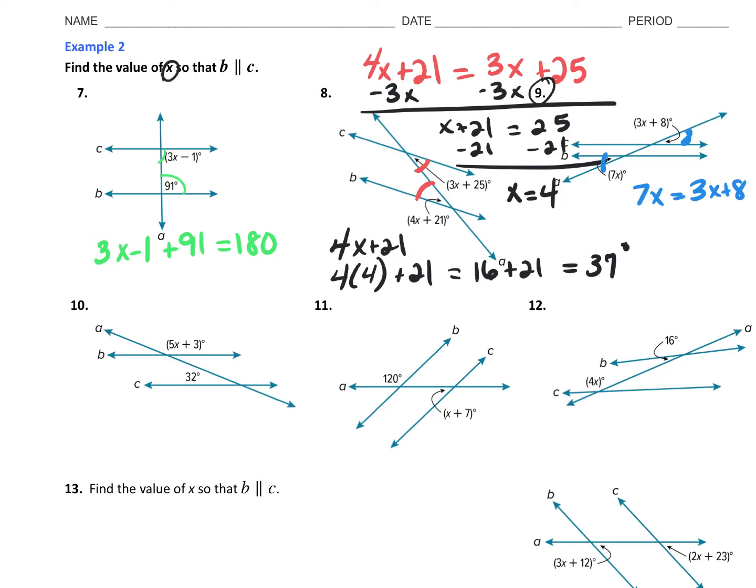But if we know that these angles are supplementary, I could take 180 and subtract 91 to get the value of my other angle, because they are supplementary. So 180 minus 91 would give me 89. So that would mean this angle here and this angle alone equals 89 degrees. So I could get the same answer by solving 3x minus 1 equals 89 as well. Either equation would work.